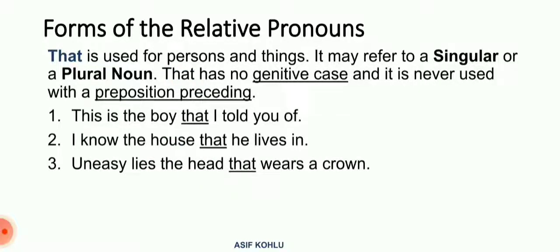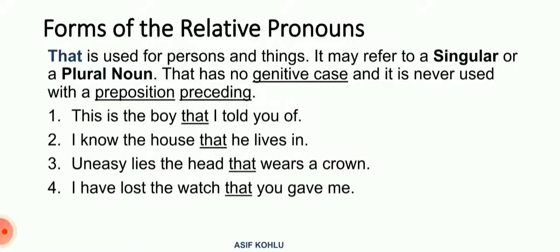Number three: uneasy lies the head that wears no crown. Here, that is used for the head and modifies the word head. And the fourth sentence: I have lost the watch that you gave me. Now here, that is describing the watch. The noun watch is modified by the relative pronoun that.